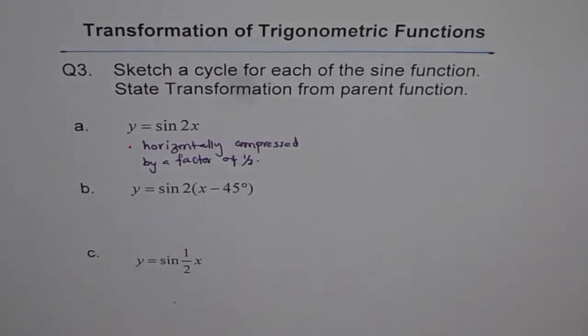What does that really mean? Normally the sine graph will have a time period of 2 pi. Now in 2 pi we'll have two sine graphs. That is what it means, right? Now, horizontally compressed means the time period is not 2 pi but just pi, okay? So that is what it is.